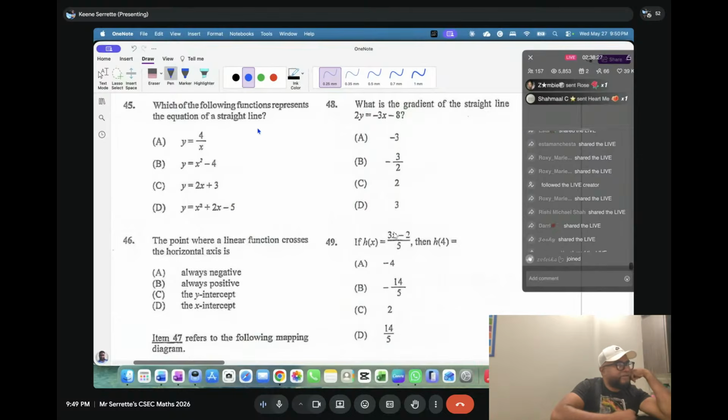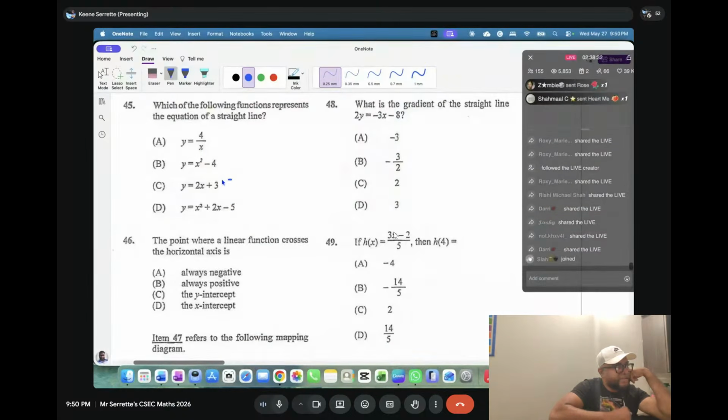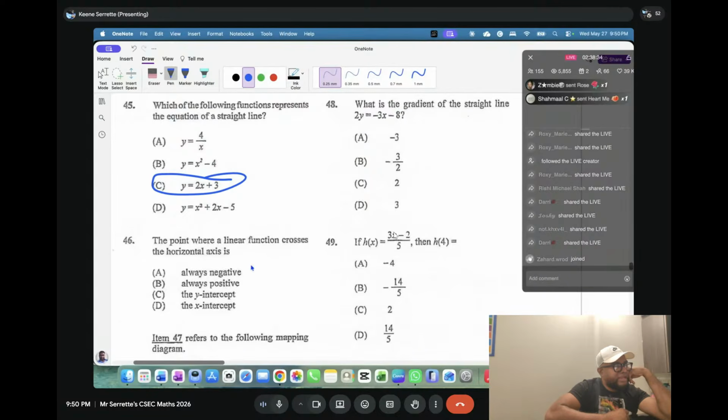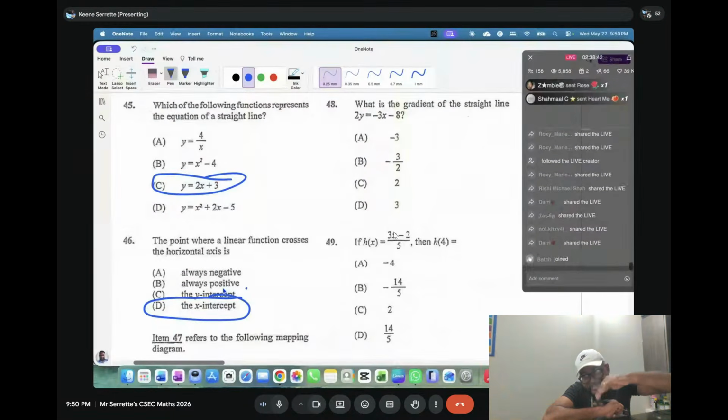Which of the following functions represent y is equal to mx plus c, a linear function, crosses the horizontal axis? D for dog, x-intercept. The horizontal axis is the x-axis, my children.